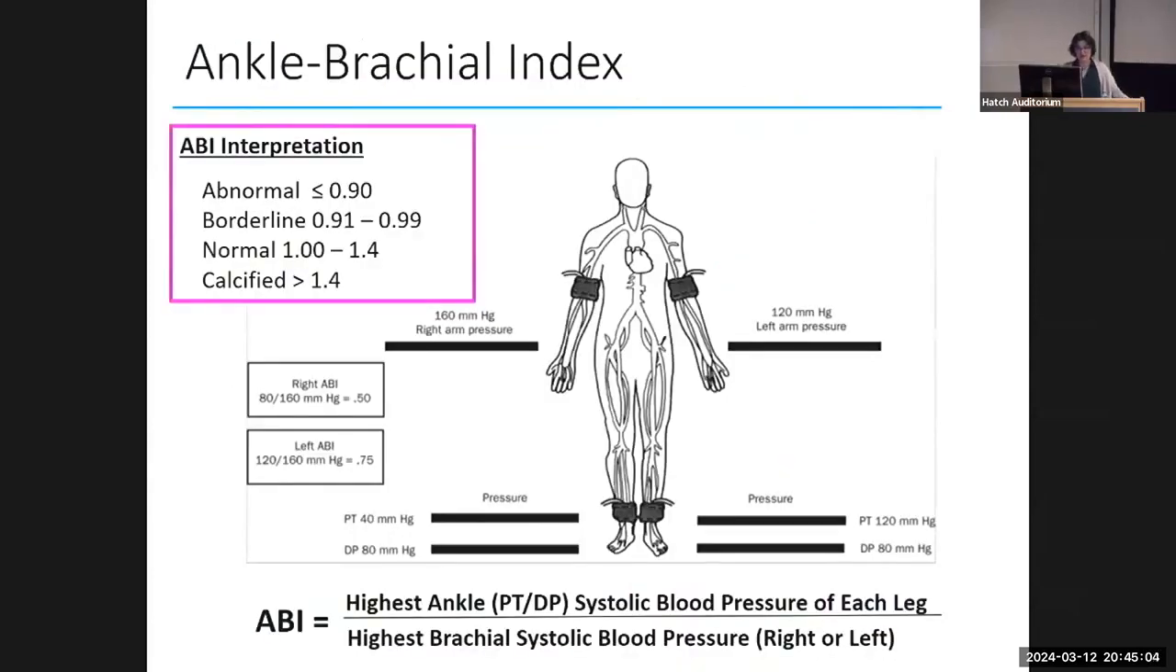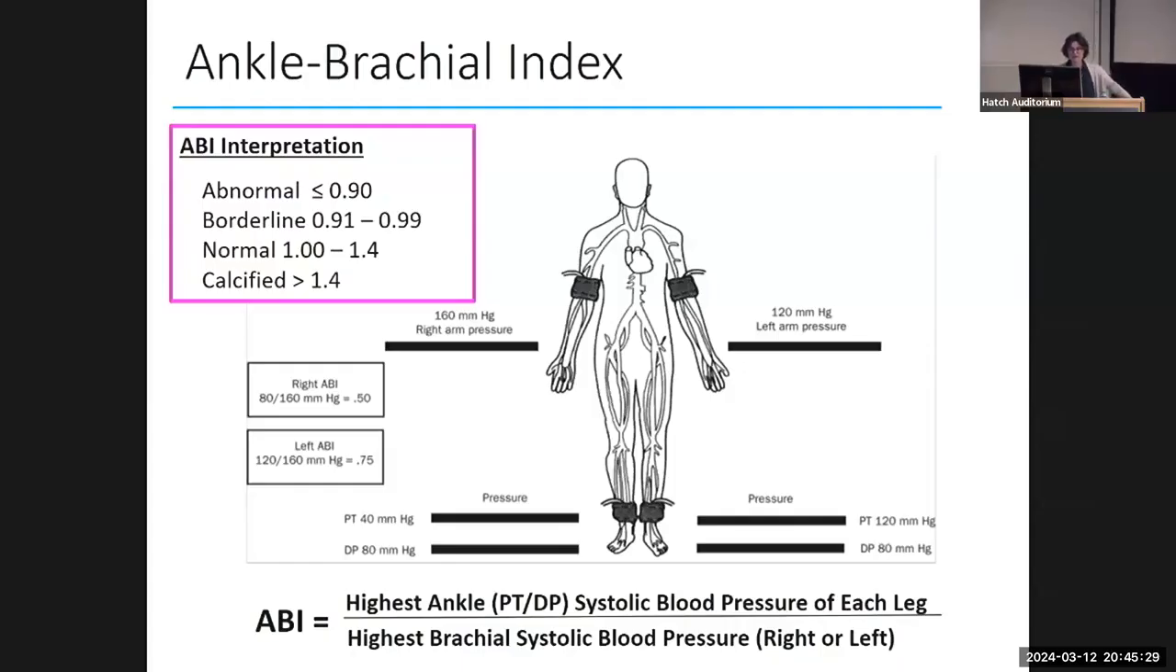So again, coming back to the ABI, the threshold for abnormal is an ABI of 0.9. Borderline is considered up to 1. Normal is 1 to 1.4. And then in patients with calcific disease, diabetics, end-stage renal disease, when the ABI is greater than 1.4, the ABI is no longer accurate, and we have some other tools that we can use in that setting.